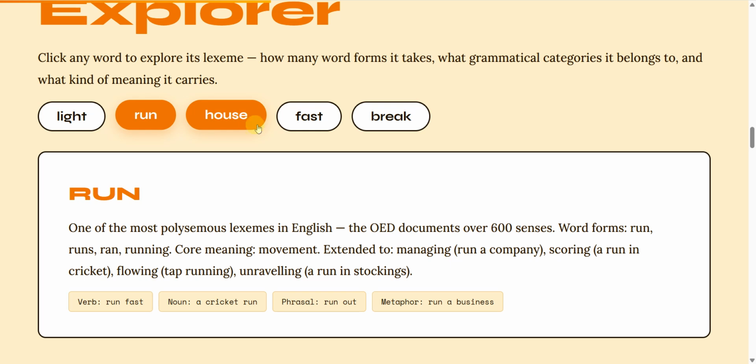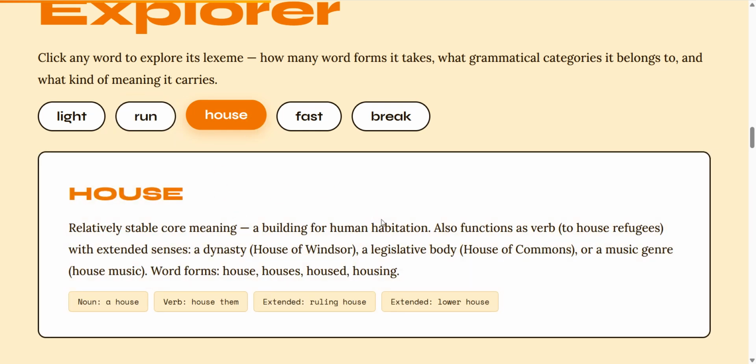Let's look at house. A building for human habitation. It also functions as a verb, like to house refugees. Its extended sense is a dynasty, the House of Windsor. Then a legislative body, the House of Commons, or a musical genre, house music. So the word forms are house, houses, housed, housing.